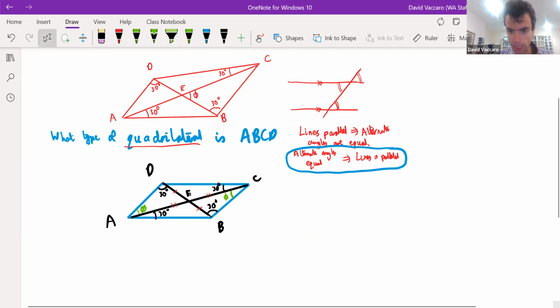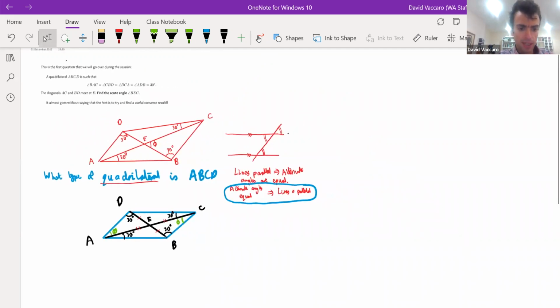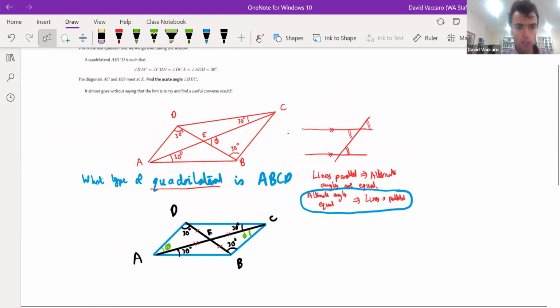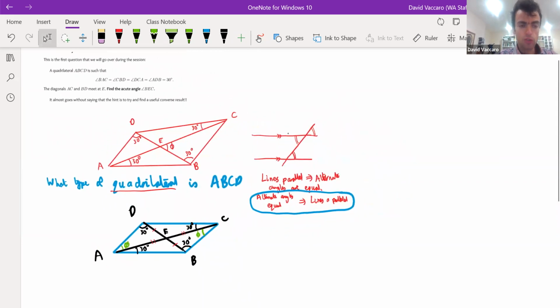I'm just going to check the chat. Yes. Okay, great. So lots of people put in the chat that yes, it is the case that if alternate angles are equal, then the lines are parallel. Someone put in the chat that they've only just joined, so I'll just repeat the question.